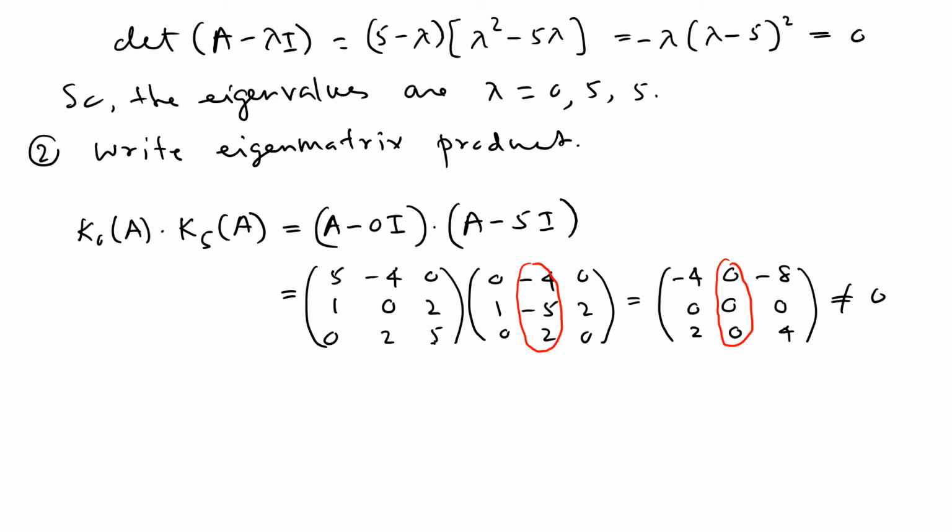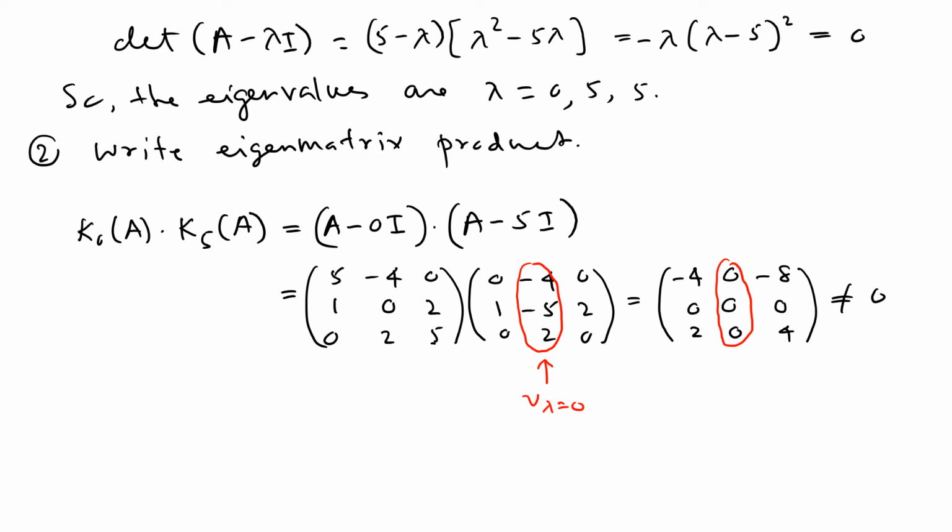So that means this is an eigenvector of lambda equals 0. Why? When you multiply that column with the first eigenmatrix, that eigenmatrix corresponds to lambda equals 0. So you get a 0. That means this is an eigenvector of lambda equals 0.